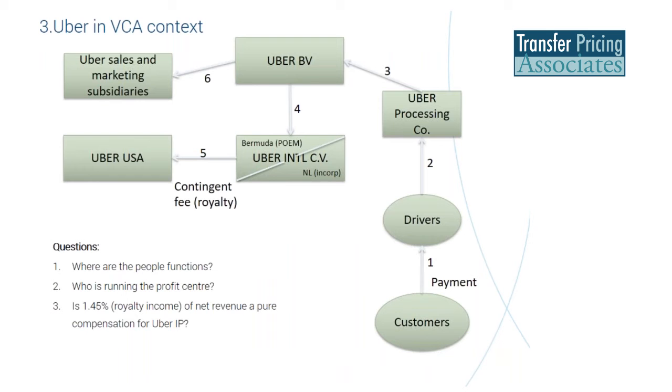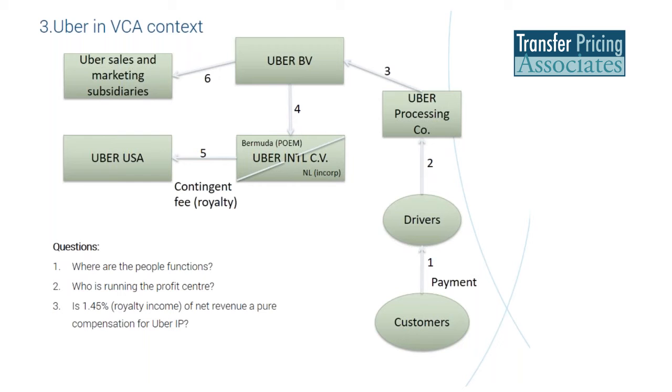The next example we have is Uber, which my colleague Margie shared in one of the previous slides. Here we are trying to apply a value chain analysis on Uber to find how value chain analysis can help us in finding which entity in the group should get what level of reward.